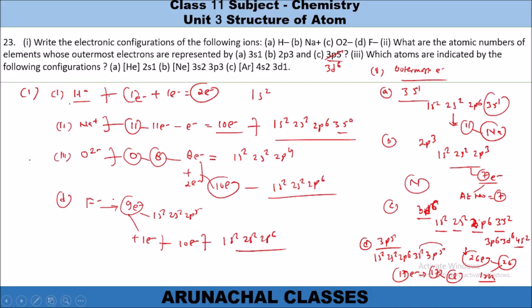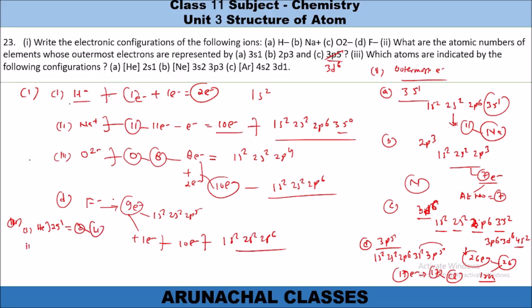Moving to the third part of the question, it is given which atoms are indicated by the following configurations. The first one is given as helium, then 2s1. Helium is 2, and 2 plus 1 is 3, so the atomic number is 3, that is lithium.